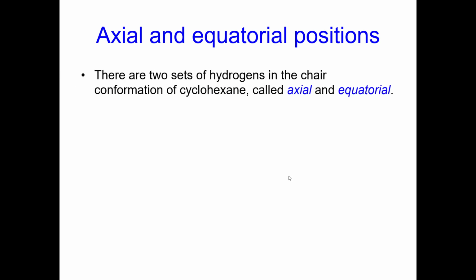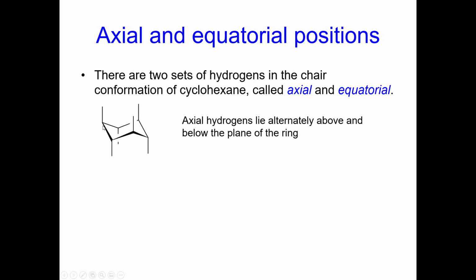When we fill in our substituents and our hydrogens, it can look a few different ways. So there's two sets of hydrogens in our chair conformations, and these are axial and equatorial. This is axial, okay? So if you want to think along the y-axis here, they're all going up and down. So your hydrogens are lying alternately above and below the plane of the ring. So the plane of the ring is here, okay? Just the ring itself. So you have hydrogens up here and hydrogens down here.